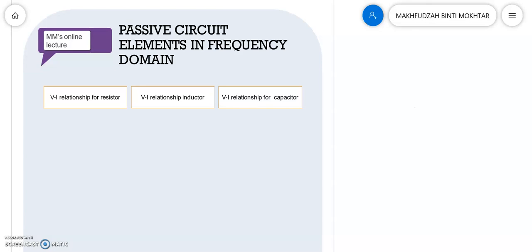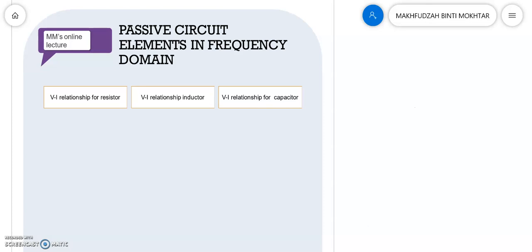Okay, now we will talk about the passive circuit elements in the frequency domain. There are two types of circuit elements that you can have. First, passive circuit elements, and second, active circuit elements. For passive circuit elements, we can say that these elements actually need no power supply to power them.